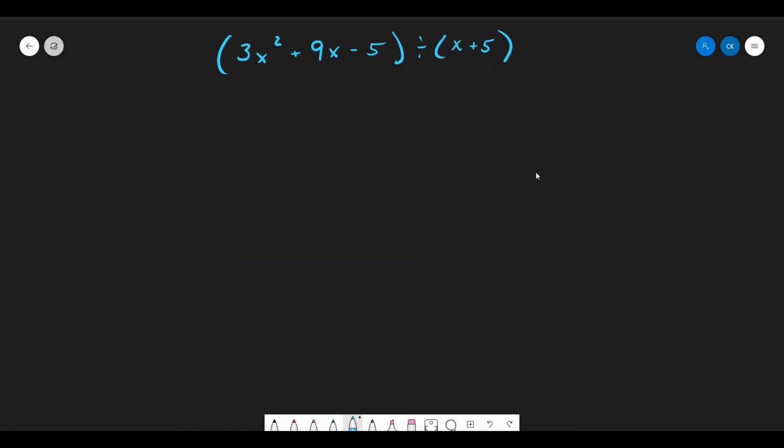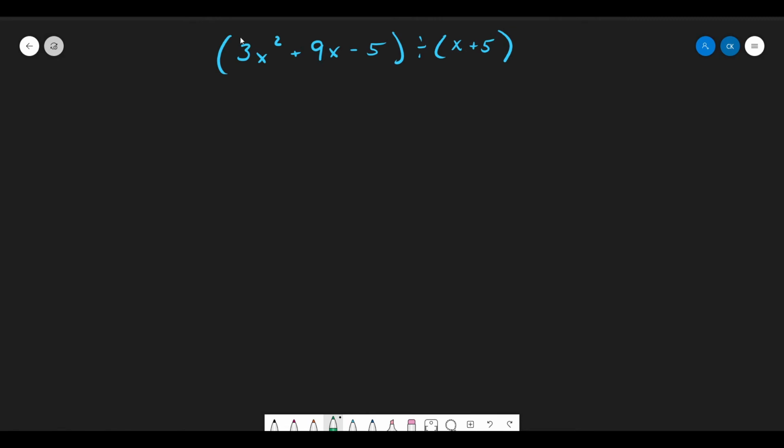All right, so let's do one more together because I know that may have been a lot for you. So let's do this one here. We have 3x squared plus 9x minus 5 divided by x plus 5. Now, in this problem, we could try to do this in the factoring way, but the 3x squared plus 9x minus 5 is not the easiest trinomial to factor, right? Especially because we have a coefficient here. So it makes this a little harder to even try to factor, which it may not even factor.